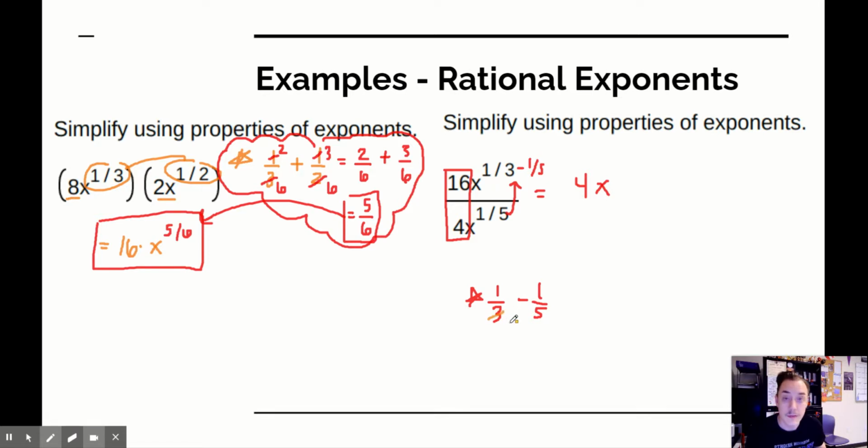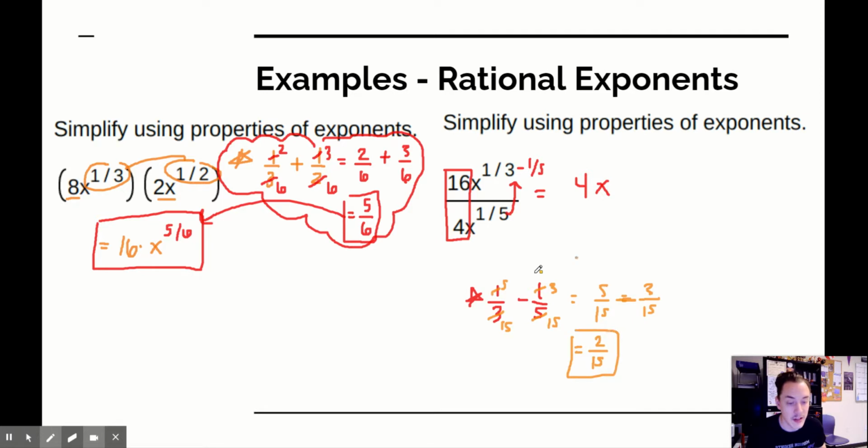So times 5 gives me 15, because that's my common denominator. And then times 5 gives me 5. Times 3 gives me 3. And times 3 gives me 15. That's what I want. So now what do I have? I have 5 all over 15 minus 3 all over 15, which equals 2 all over 15.